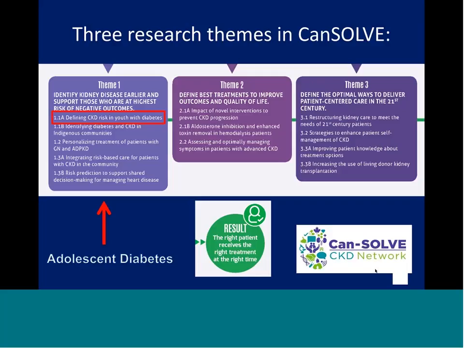This represents the three research themes that emerged in the dialogue and final creation of the CanSOLVE network. There are three experimental research themes. The first is to identify kidney disease earlier and support those at highest risk. The second is to define best treatments. And the third is to find optimal ways of delivering patient care. Our combined research programs based in Toronto and Winnipeg are focusing on adolescent diabetes, and we're within theme 1. Next slide, please.